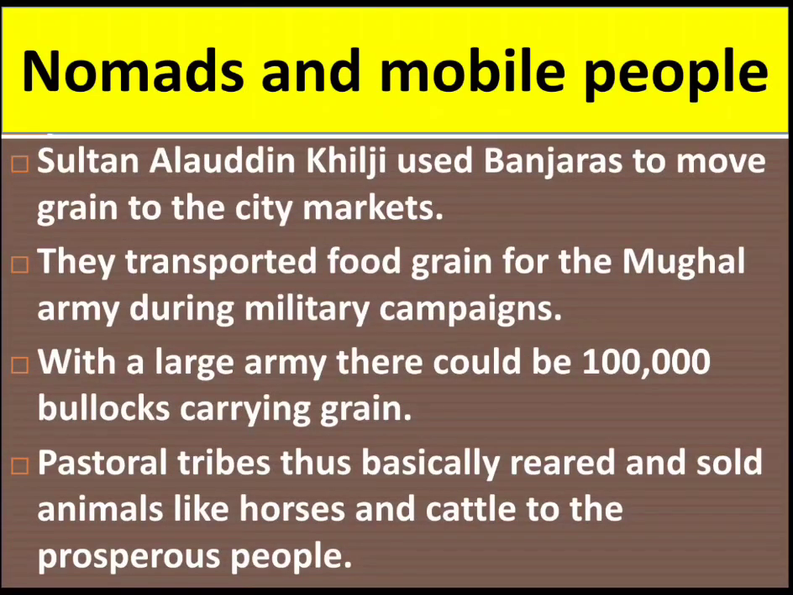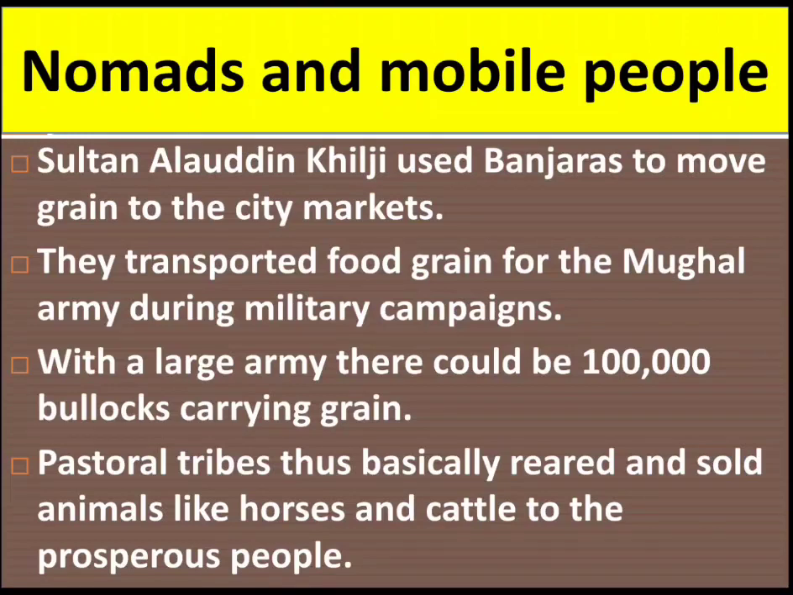Sultan Alauddin Khilji used Banjaras to move grain to the city markets. They transported food grain for the Mughal army during military campaigns. With a large army, there could be 1 lakh bullocks carrying grain. You can have an idea how big and famous a community the Banjaras were.